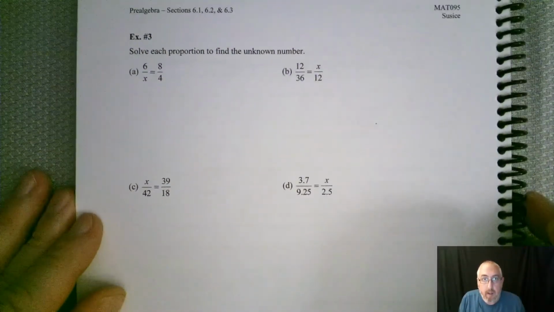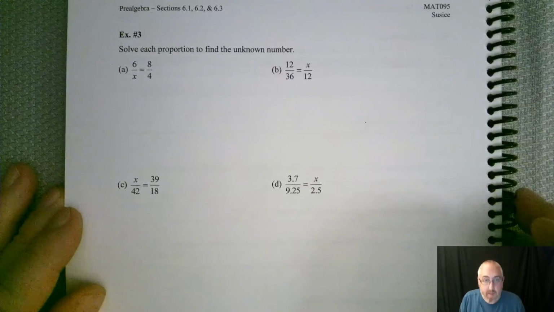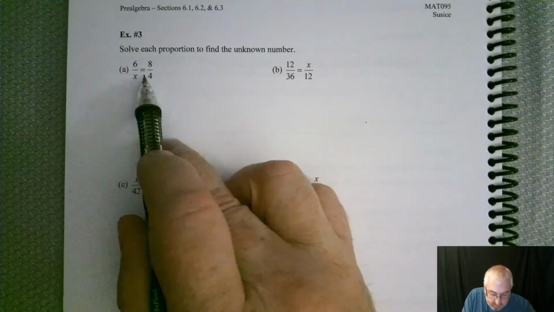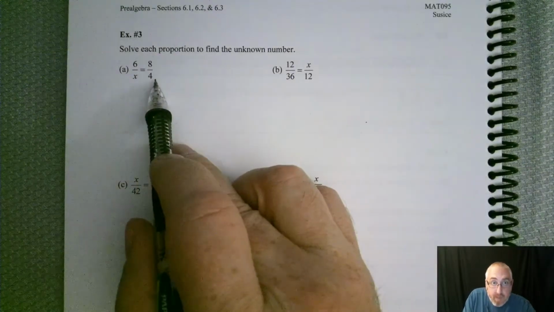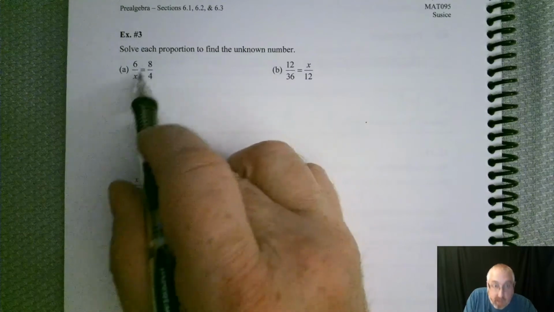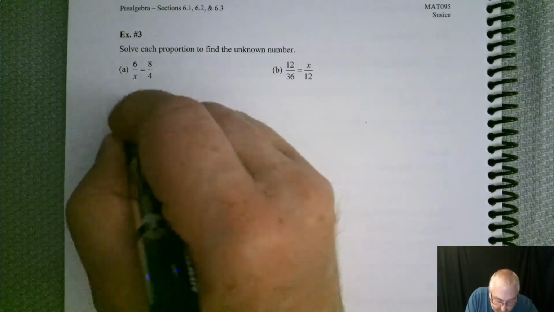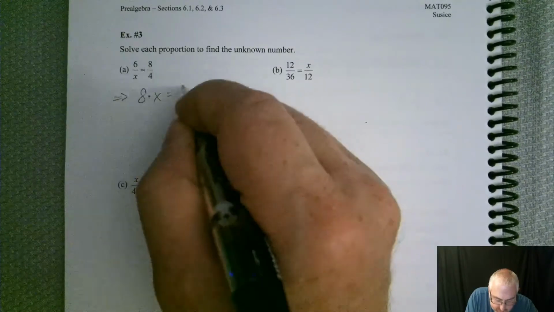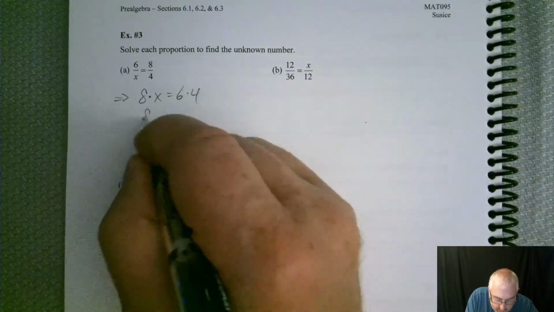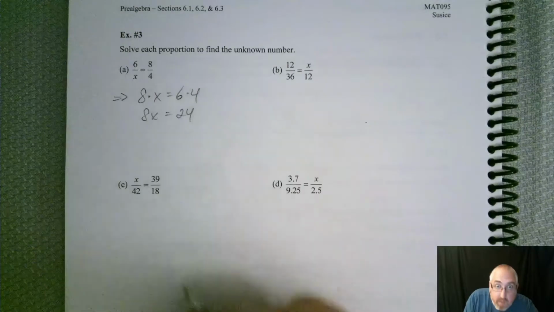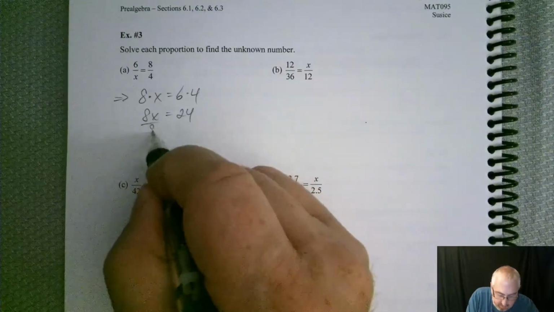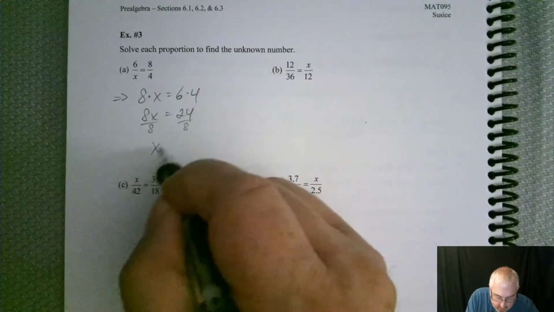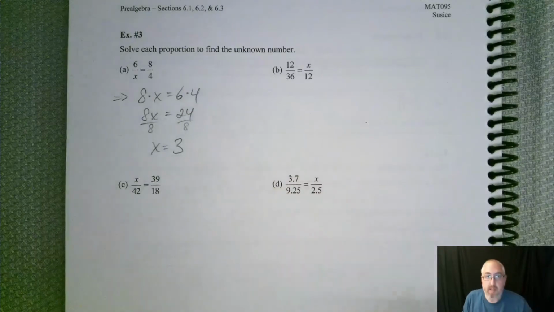Okay. So we have 6 over x equals 8 over 4. So let's do our cross product with our unknown first. So we're going to have 8 times x equals 6 times 4. 8x equals 24. And then divide by the 8. So x equals 3. Very, very quick.